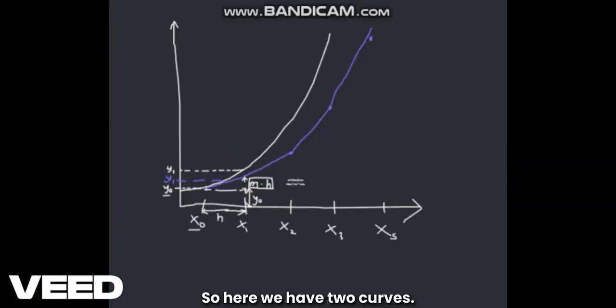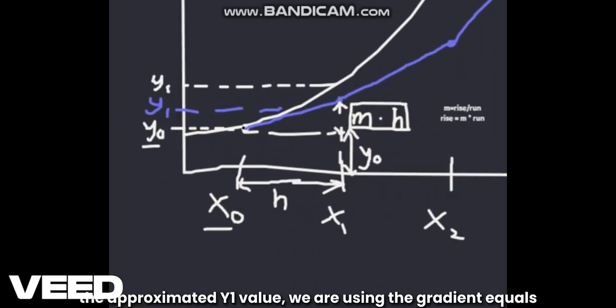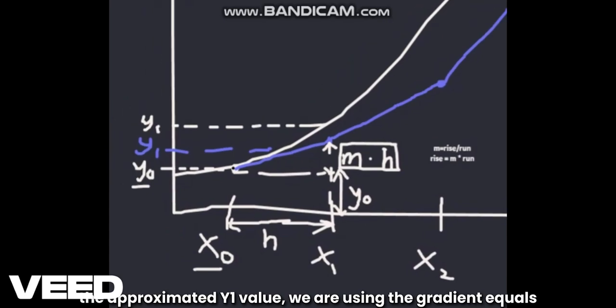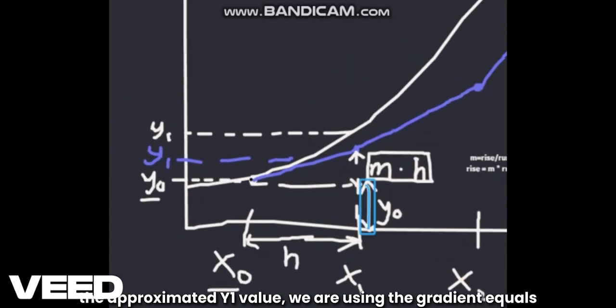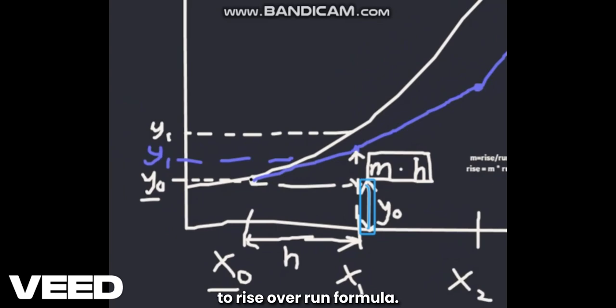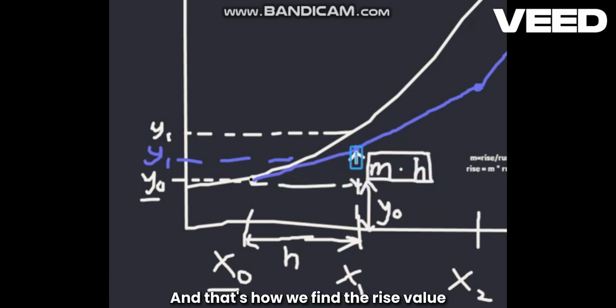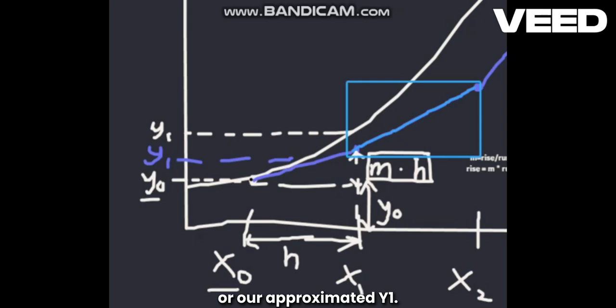So here we have two curves. The blue line is from Euler's method and the white line is the actual function. From starting point x0, y0, we move a step size of h along the x-axis to x1. As you can see here, to find the approximated y1 value, we are using the gradient equals rise over run formula. So the rise here is our gradient times our step size, or our run, and that's how we find the rise value, or our approximated y1. So we will add that value to our y0.